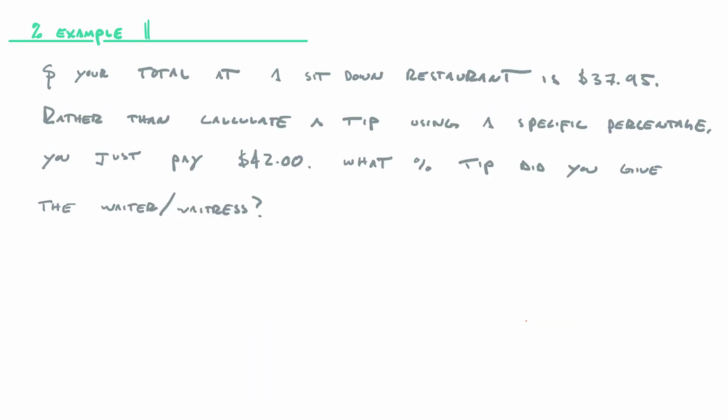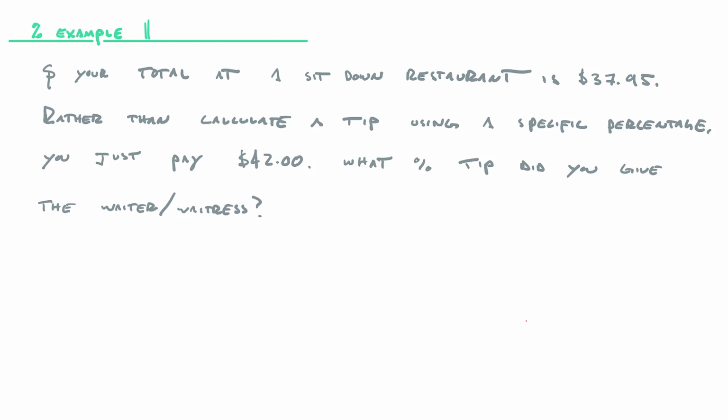Example number 2. Suppose your total at a sit-down restaurant is $37.95. Rather than calculate a tip using a specific percentage, you just pay $42, right? I actually do this a lot. I'm like, I don't want to calculate a tip. I'm just going to pay some whole amount because I like whole numbers personally. What percent tip did you give the waiter or waitress?